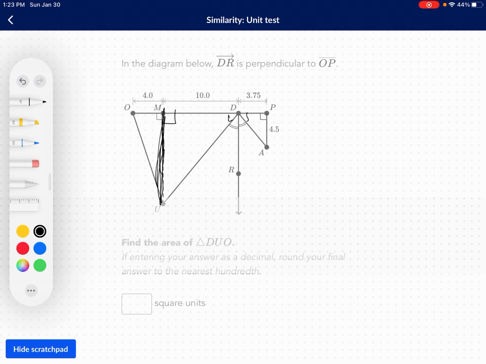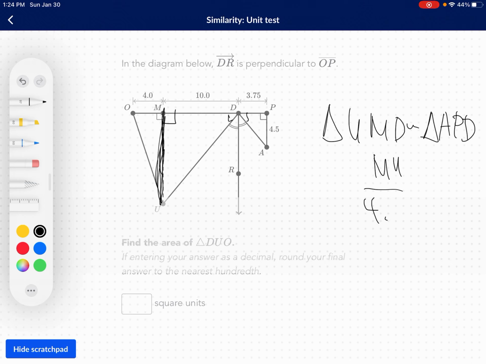Okay, so triangle UMD is similar to triangle APD because of the AA similarity. So we're trying to find what MU is. MU over AP, which is 4.5, and we know what MD is. That's 10. PD is 3.75. So 4.5 times 10 divided by 3.75 is 12. So MU is 12.